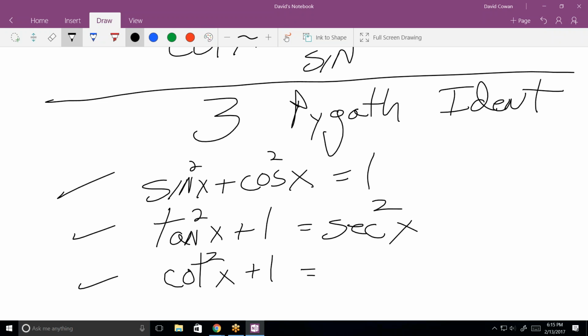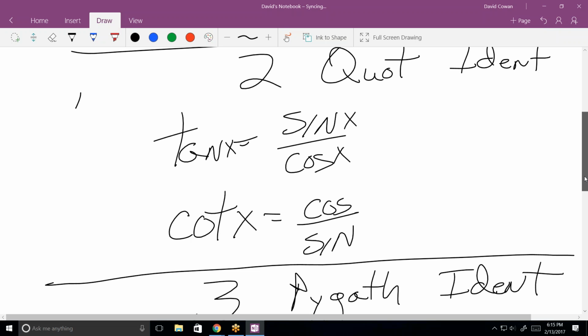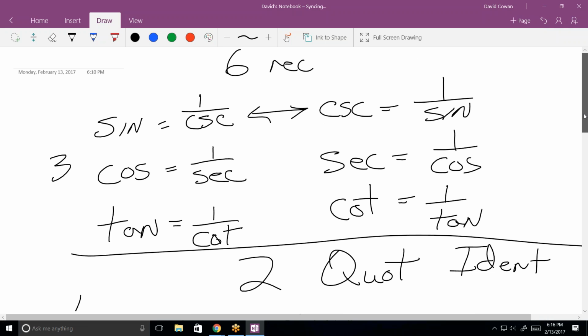What's the cofunction of secant? Cosecant. There's your third and 11th identity. So you didn't have to really memorize the third one. You can figure this one out from the second one. So we have to memorize 2 Pythagorean identities, 1 quotient identity, and 3 reciprocal identities. That's a total of 6 out of 11. That's all you have to memorize. You can always work out the other 5.